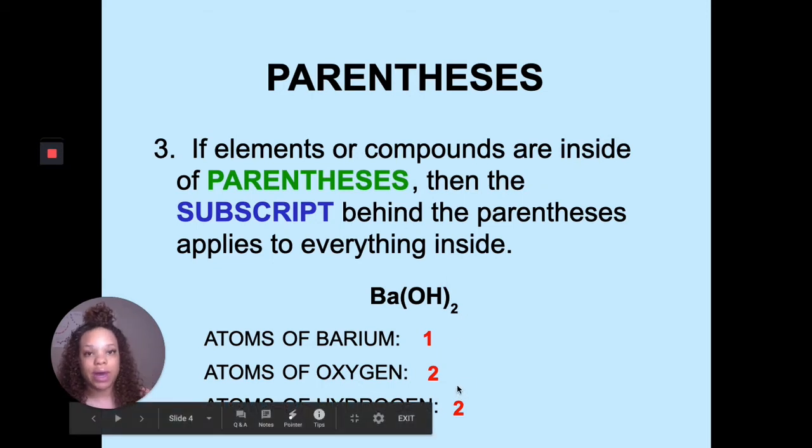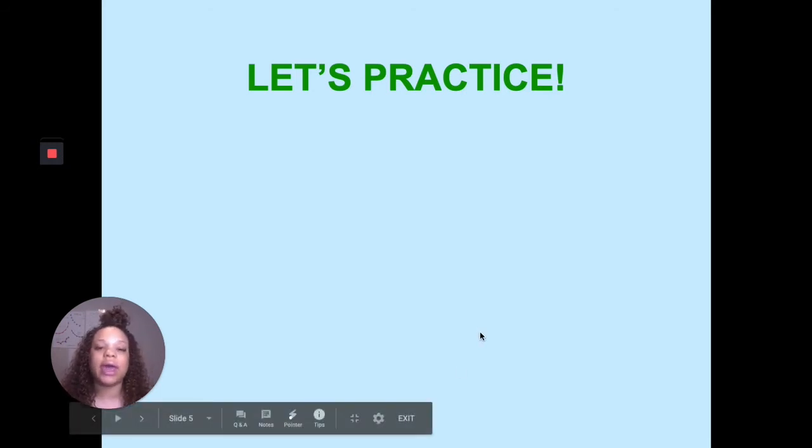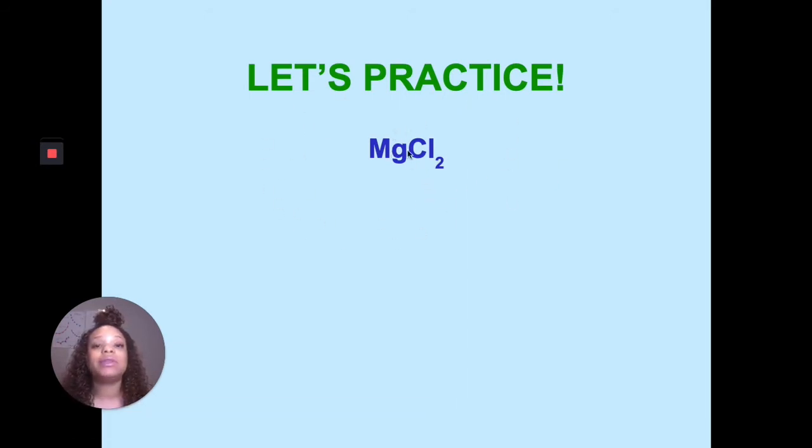We have 2 hydrogen. All right, guys, so now we're going to actually practice what we've learned, okay? So we have a chemical compound here. We know it's a compound because we have 2 different elements that are combined together and they cannot be separated. So if we look at this, we have Mg. Remember, we're only counting capital letters. Mg is magnesium. We found that on our periodic table. We're only counting the capitals.